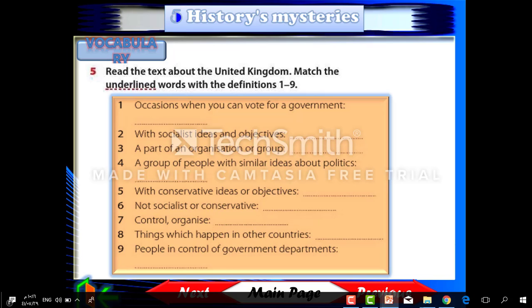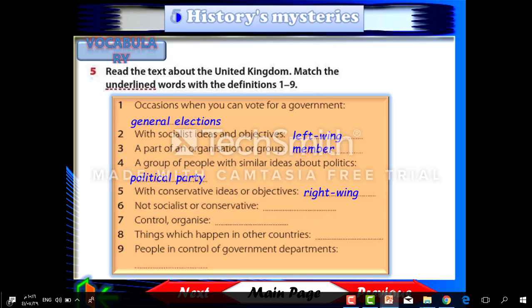Now, we are going to match the underlined words with the definitions from 1 to 9. Number 1, occasions when you can vote for a government. General elections. With socialist ideas and objectives. Left wing. A part of an organization or group. Member. A group of people with similar ideas and politics. Political party.